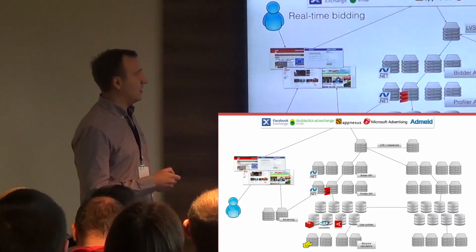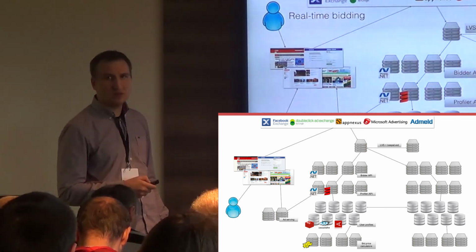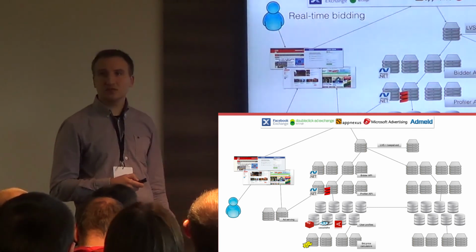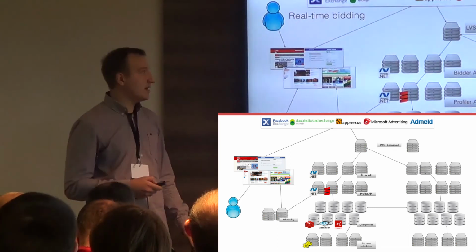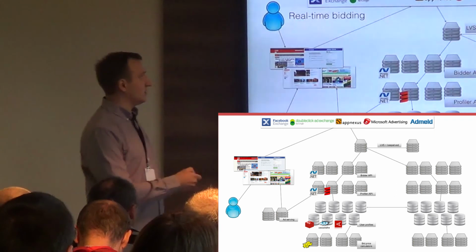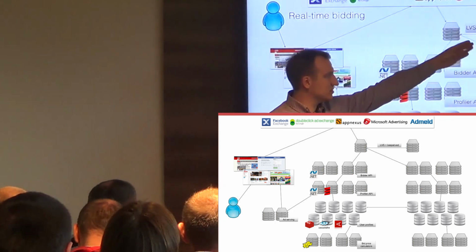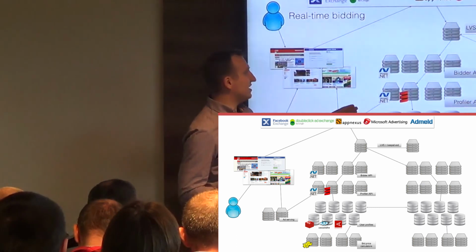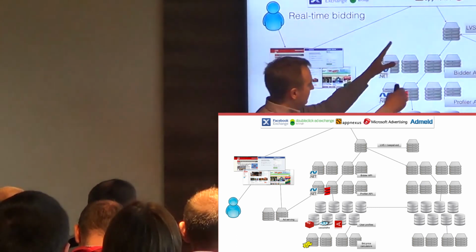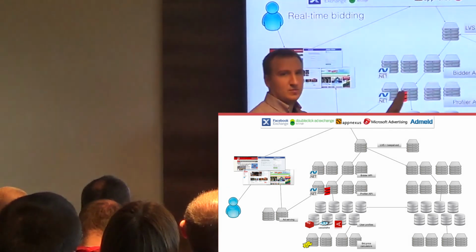For failover, we use the Linux keepalived daemon. Does anyone use it in production? Yeah, it works really great. If one load balancer like this goes down, it automatically switches to this one. And at any time, you can see two data centers, and all the load is balanced between them.